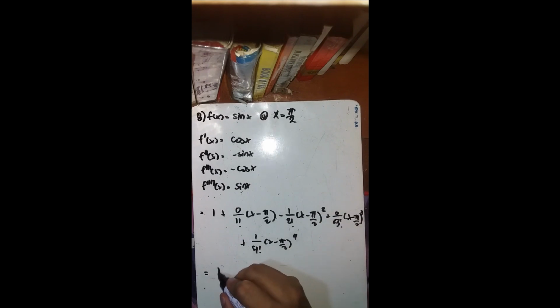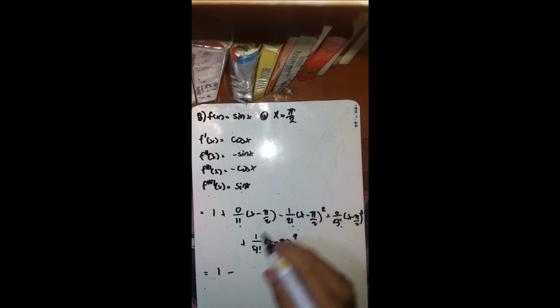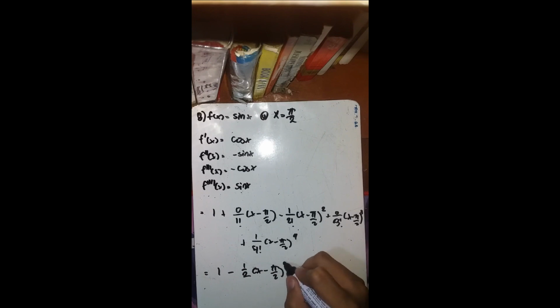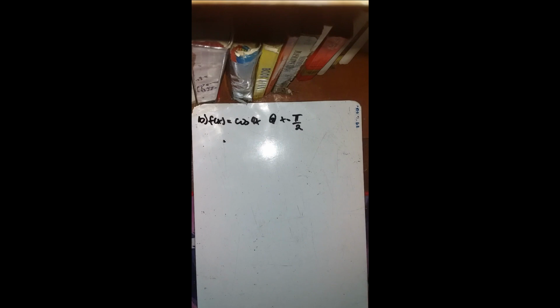Simplified, you have 1 minus, this will become 1/2 times (x minus pi over 2) raised to 2. Next we have here 1 over 24 times (x minus pi over 2) raised to 4 plus the rest. So this is my final answer. So this is our last number.